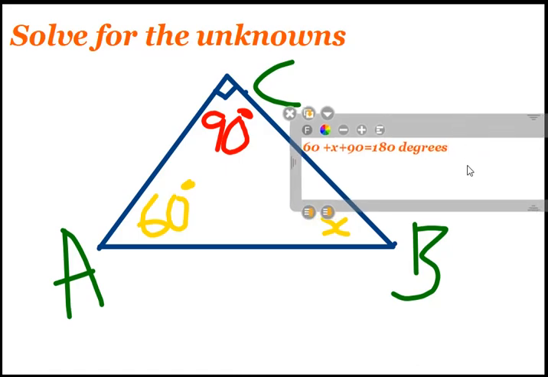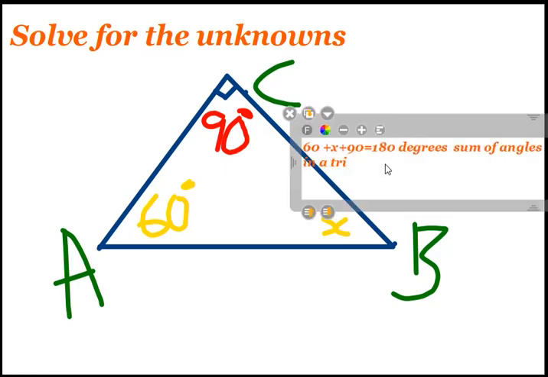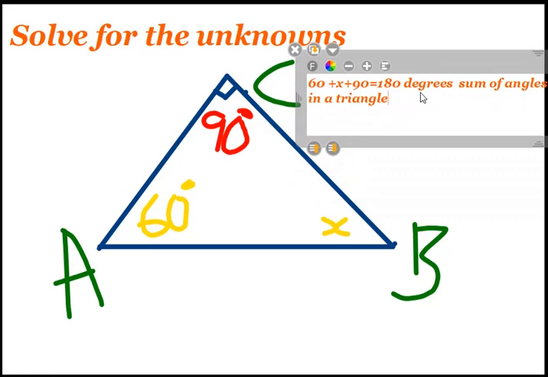Why? Because, and you always need to write your reasoning, the sum of angles in a triangle always adds up to 180. That's what we have just stated. And in this case, we can see that x is our only unknown, so we can just solve for x.